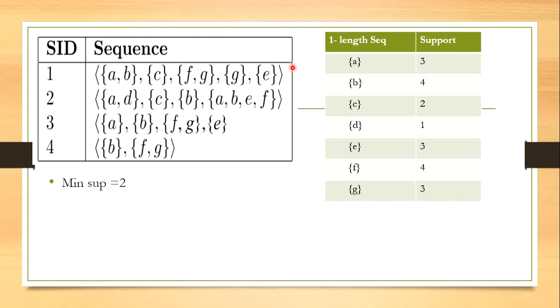In the same way, we calculate the support of all the 1 length sequences. Let us consider sequence D. Sequence D is present only in sequence 2, so the support of sequence D is just 1. In this way, we calculate the 1 length sequences. These are the 1 length candidate sequences, C1. We extract L1 from this. L1 is all the frequent 1 length sequences. Except D, all the other 1 length sequences are frequent.